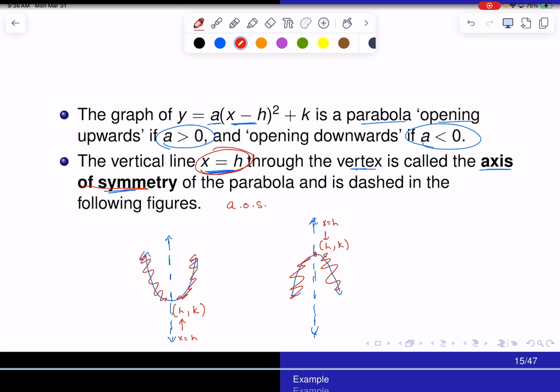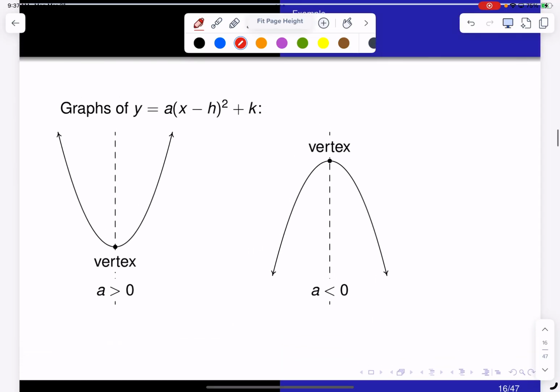So here's the parabola opening up. If a is greater than 0, it opens up. Notice x equals h goes through the vertex. x equals h is the AOS. Same thing over here. x equals h is the AOS. This is a parabola opening down, and that'd be if a is less than 0. I think we're kind of hitting this pretty hard. Is everybody getting this? Okay.